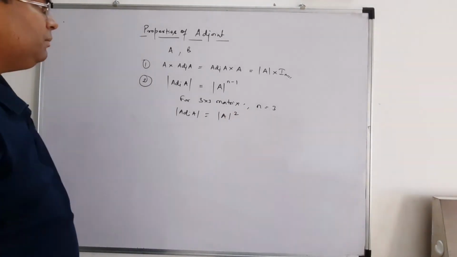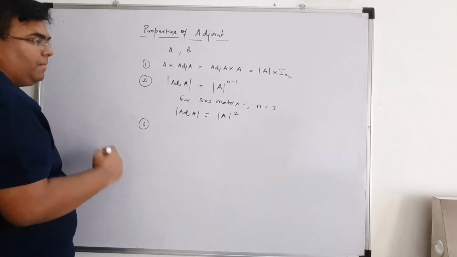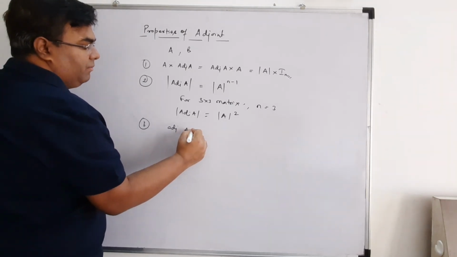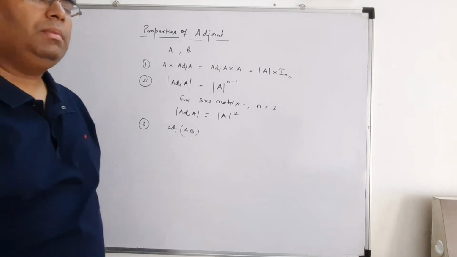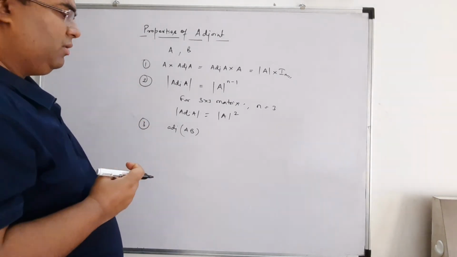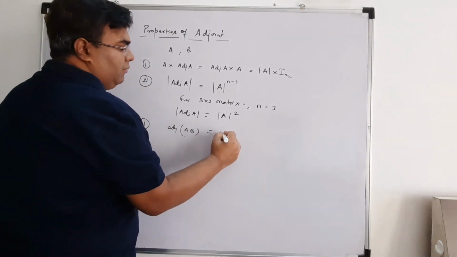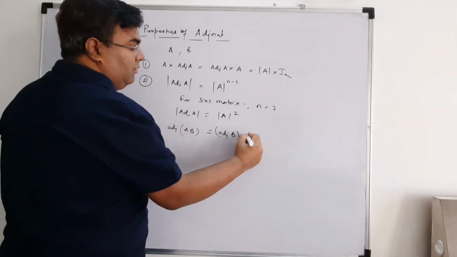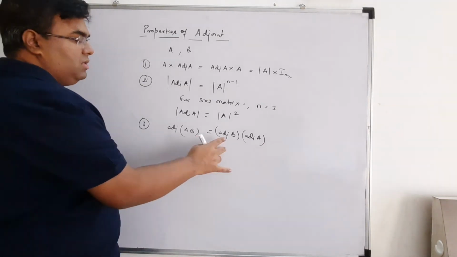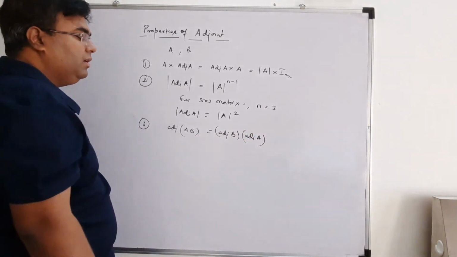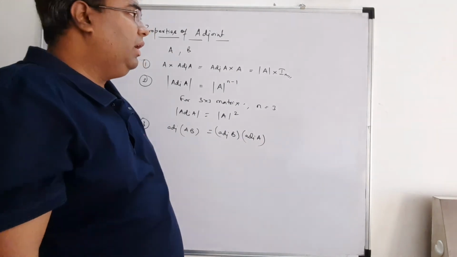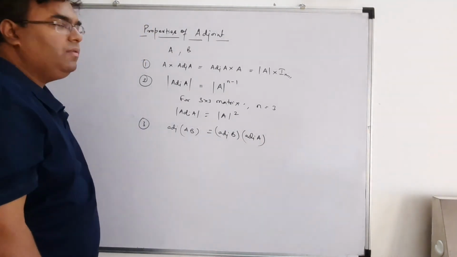Right? My third property is adjoint AB. What is AB? AB is basically the multiplication of two matrices. Suppose we want to find the adjoint of a multiplication, right? So it will be adjoint B multiplied by adjoint A. Just reverse the multiplication order, right? So adjoint AB is equal to adjoint B multiplied by adjoint A. So these are the three properties of adjoint.